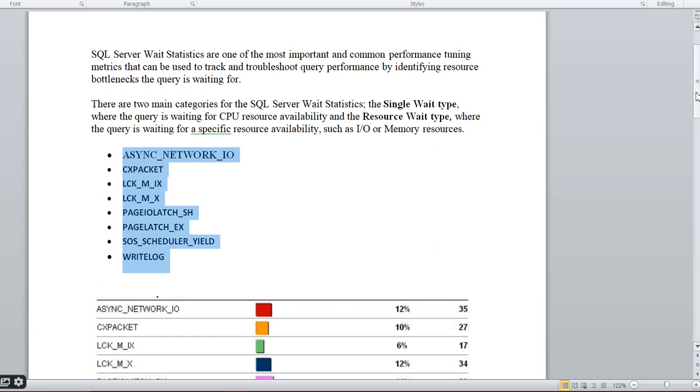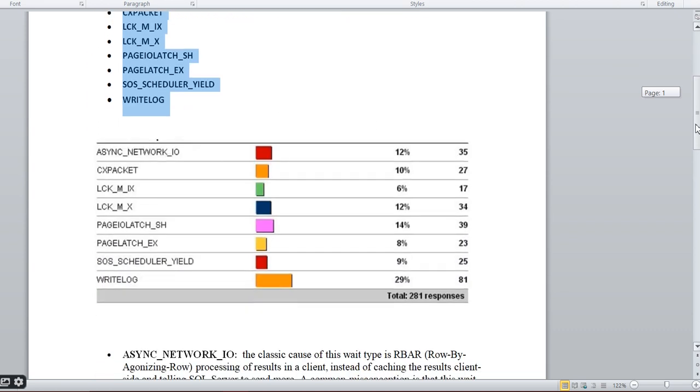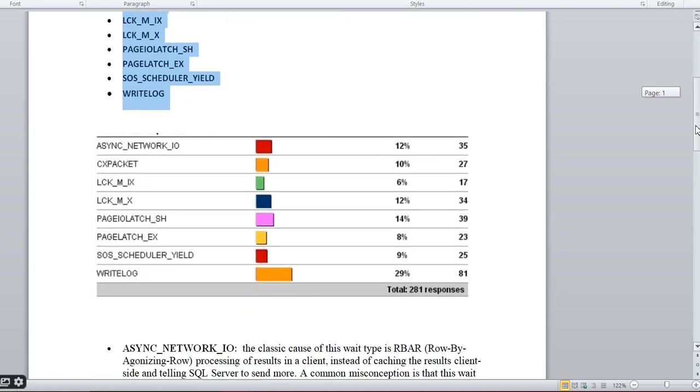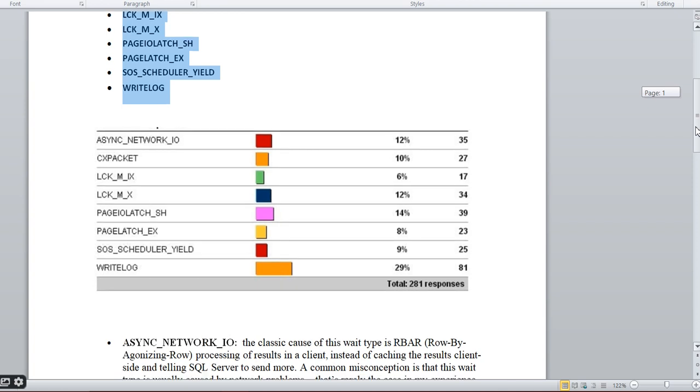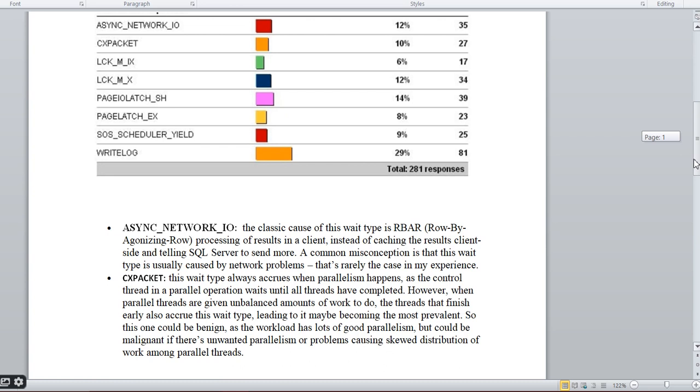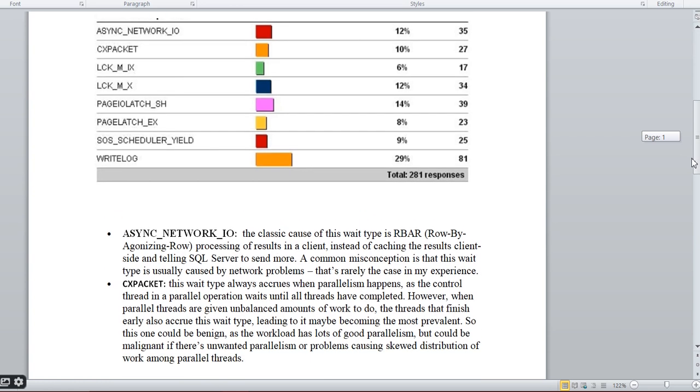We should know about all the wait types individually. I have given an overview of all the wait types and what each one means, and you can go through this document. This graph is related to one of the surveys I found, showing the percentage impact of the wait types. Forget about the survey; I just pasted it here because it shows some interesting things.